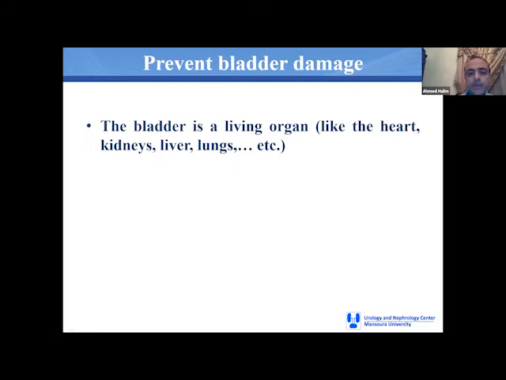The second goal when treating patients with neurogenic voiding dysfunction is prevention of bladder damage. We always have to keep in mind that the bladder is a living organ, like most of our organs, the heart, kidneys, lungs, and liver. They have a certain capacity to perform a certain function. If this organ is overloaded or works against increased workload, that organ will end up with organ failure. As all of you know, the normal function of the bladder is to store urine during the storage phase at low pressure to protect the upper tract, and empty during the voiding phase with reasonable voiding pressure and minimal post-void residual.